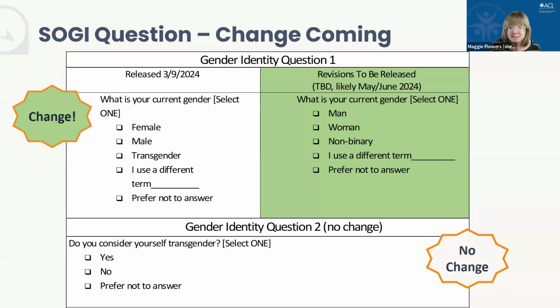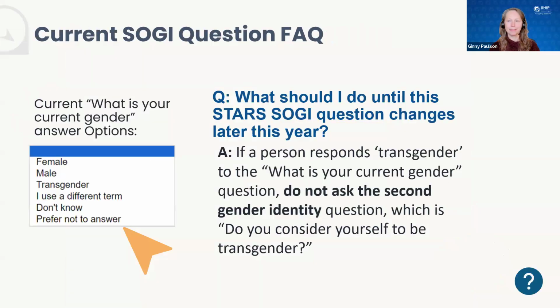While we await this update in the system, if a person responds transgender to the first gender identity question, do not ask the second gender identity question because it may be confusing for folks. Next slide. Okay, thank you, Maggie. So this is reinforcing what Maggie just said. We thought you might like to see it on a slide to make it clear, since it was in her talking points on the previous slide for those of you who are downloading the slides. So hopefully this is abundantly clear.